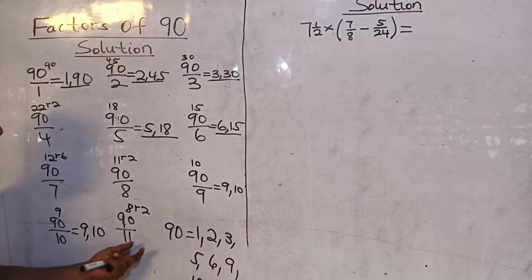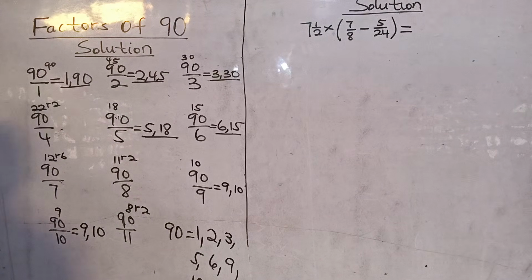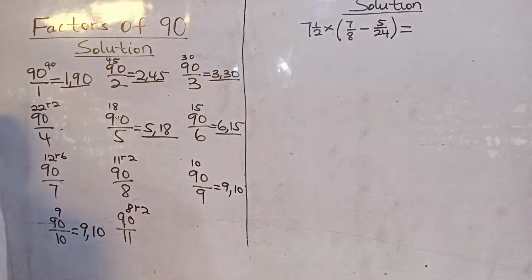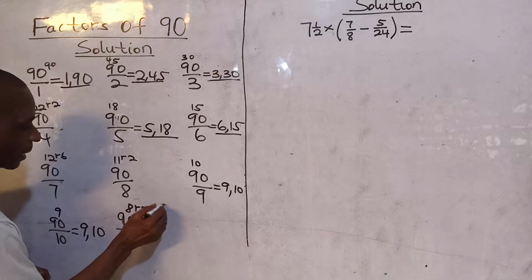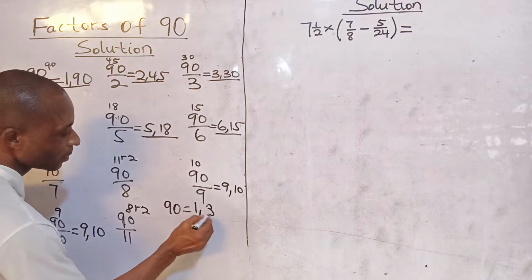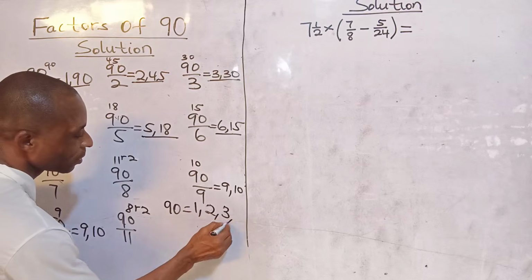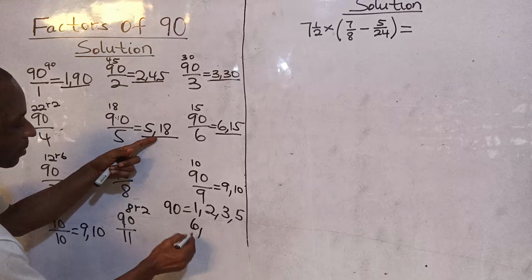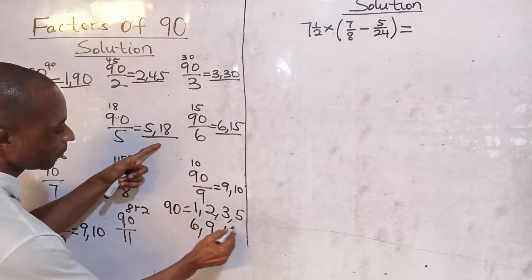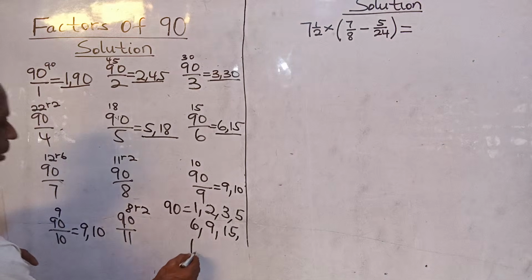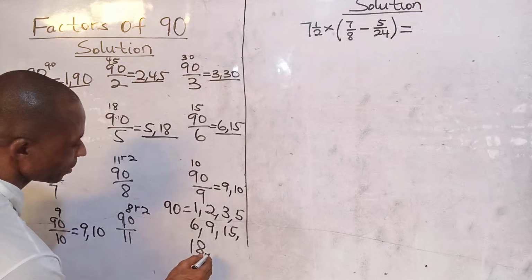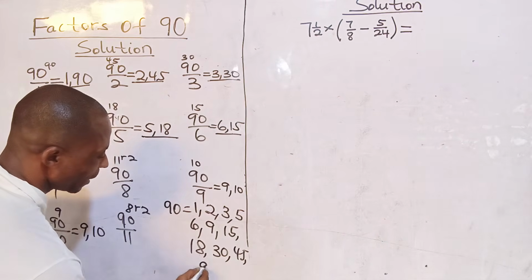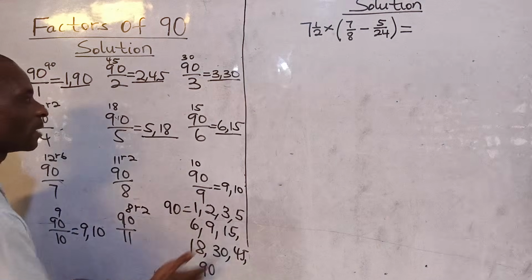Because of space, the factors of 90 have gone down. So I'm going to write them here again for you to see clearly. Factors of 90 are now 1, 2, 3, 5. After 5, we have 6. We also have 9. We have 15. We have 18. We have 30. We have 45. And then 90 itself. So these are basically the factors of 90.